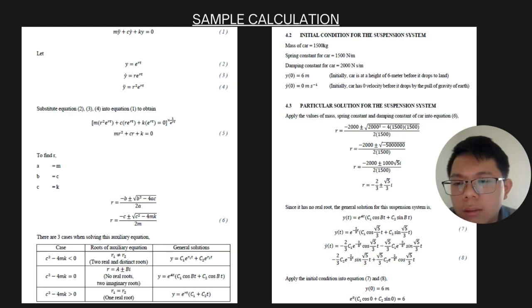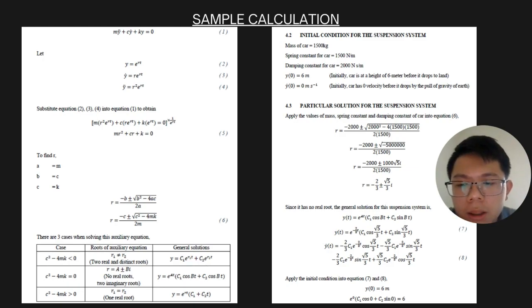And then after we apply the initial conditions, we can get that y(t) = -2/3 c1 e^(-2/3 t) cos(√5/3 t) minus √5/3 c1 e^(-2/3 t) sin(√5/3 t) minus 2/3 c2 e^(-2/3 t) sin(√5/3 t) plus √5/3 c2 e^(-2/3 t) cos(√5/3 t). And this is shown in this part on the right side of the slide.